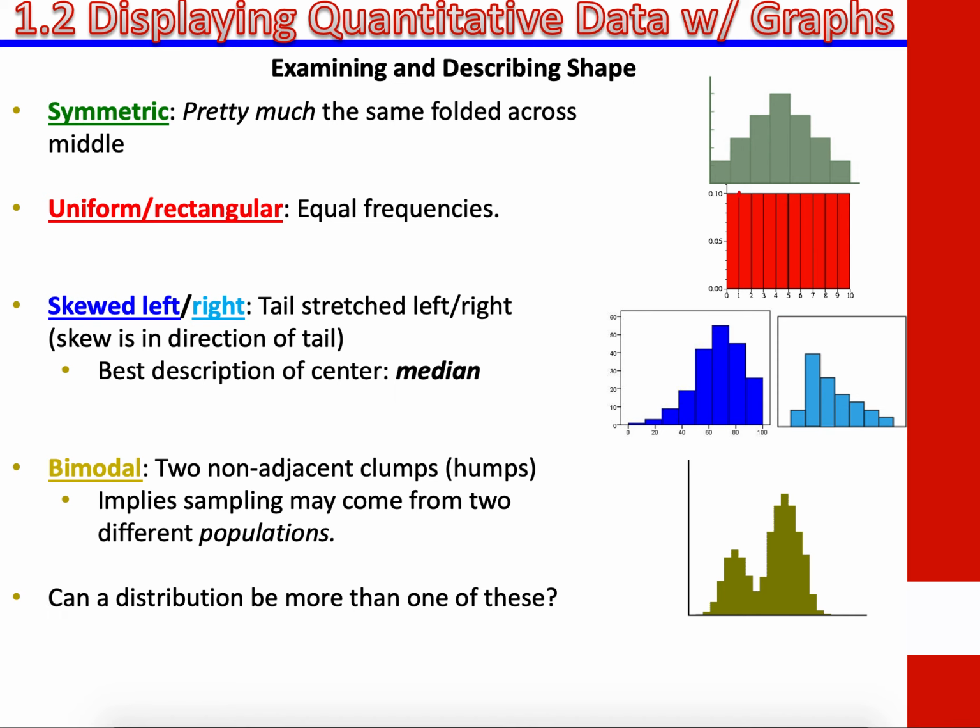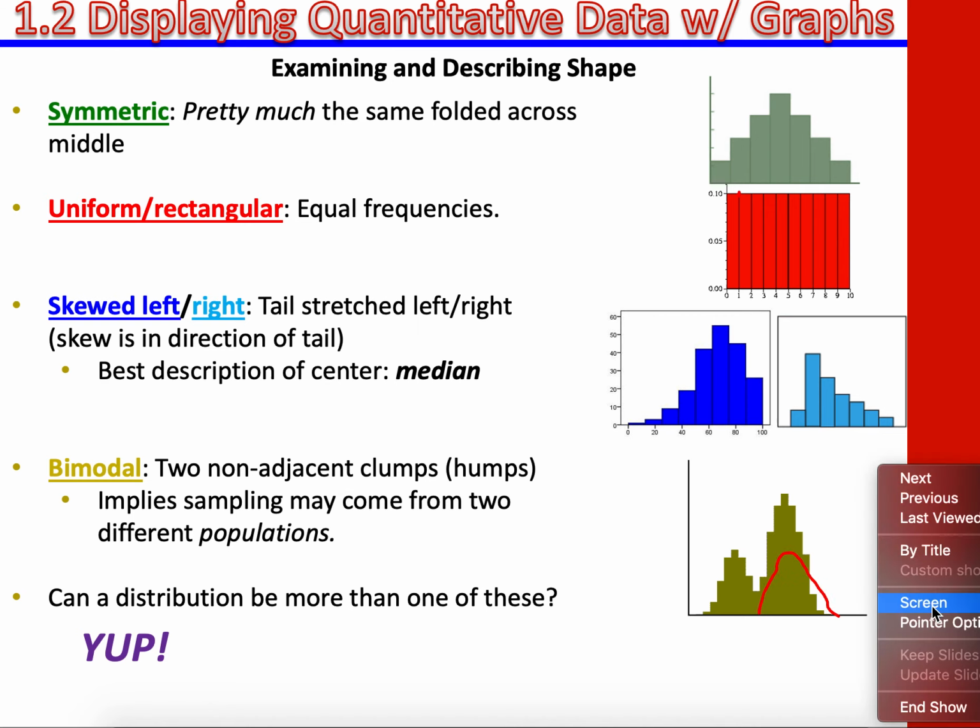So, another thinky question. Can a distribution be more than one of these things? Can I use more than one of these terms to describe the same distribution? Think about it for a second. Hopefully when you do, you conclude that the answer is a definite yes. Sure. I could have a bimodal distribution that's symmetric if the second hump were to have the same set of frequencies as the first one. Sure.